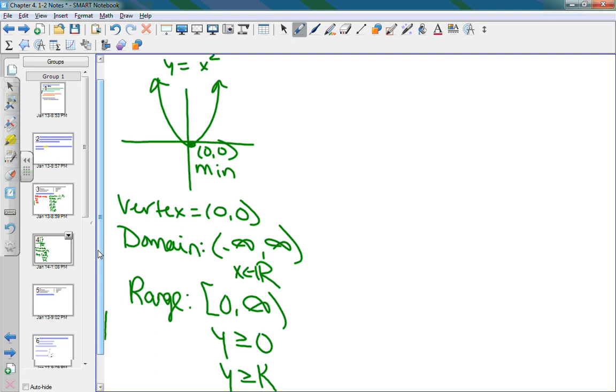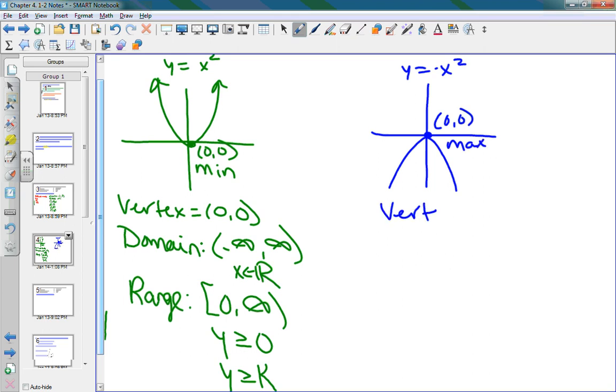Now what about whenever I have y is equal to negative x squared? That means I'm opening down, and I have the vertex (0, 0). This time, instead of having a minimum, I'm now going to have a maximum. And what's my vertex? Still (0, 0). What's my domain?